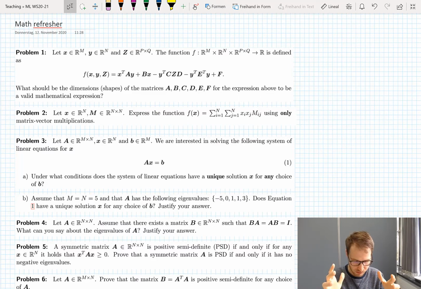Okay, so now let's start with the exercise sheet. In this sheet, we start rather slowly. The first problem is mostly about very basic linear algebra.